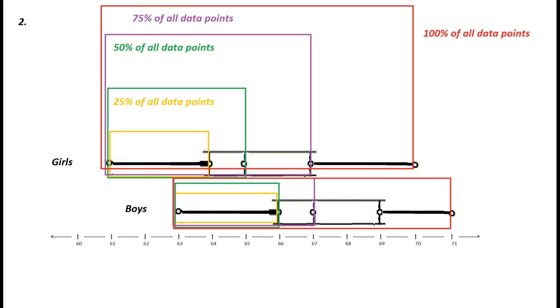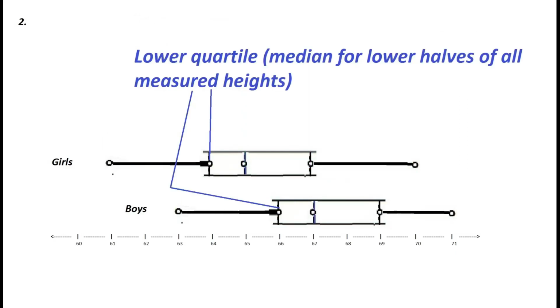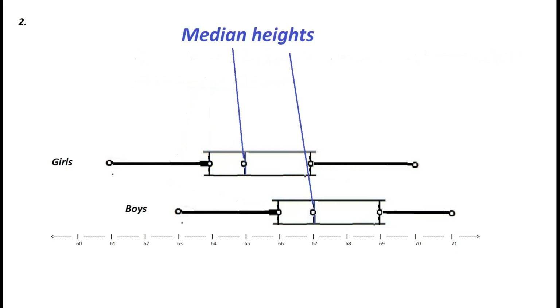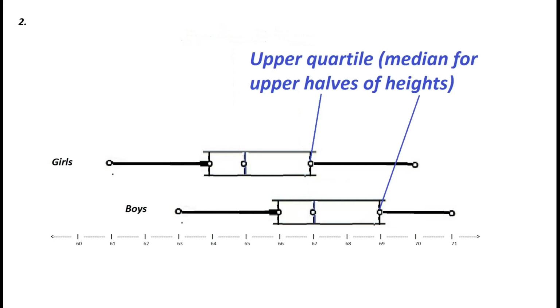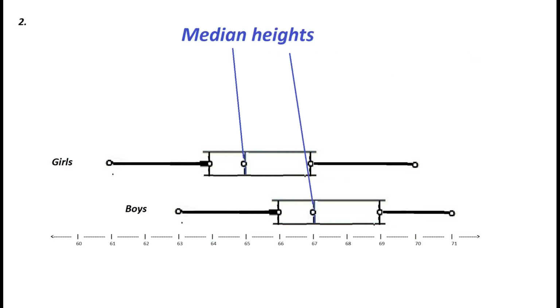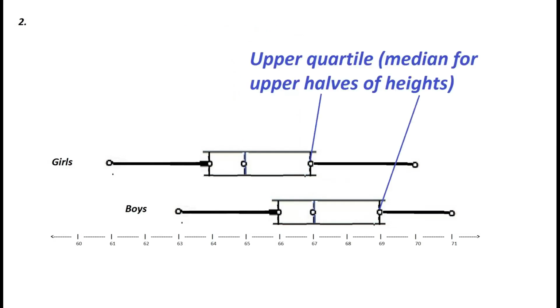Now, last thing, our dividing lines. Here's our lower quartile, the median for the lower halves of all the measured heights. Here's our median heights for both the girls and the boys. And here's our upper quartile, the median for the upper halves of the heights for both boys and girls. All right. And what we find is we have some commonalities. The upper quartile for girls at 67 inches is the same as the median height for the boys. Okay, see how I went back and forth? The upper quartile for the girls is the same as the median height for the boys, and that's 67 inches.